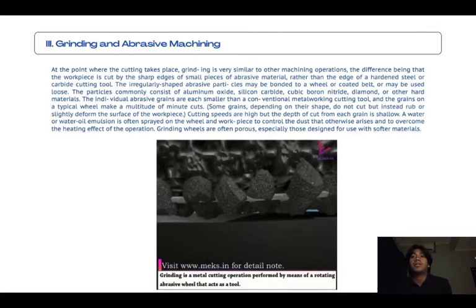The irregularly shaped abrasive particles may be bound to a wheel or coated belt, or may be loose. The particles commonly consist of aluminium oxide, silicon carbide, cubic boron nitride, diamond, or other hard materials. The individual abrasive grains are each smaller than a conventional metalworking cutting tool, and the grains on a typical wheel make a multitude of cuts.